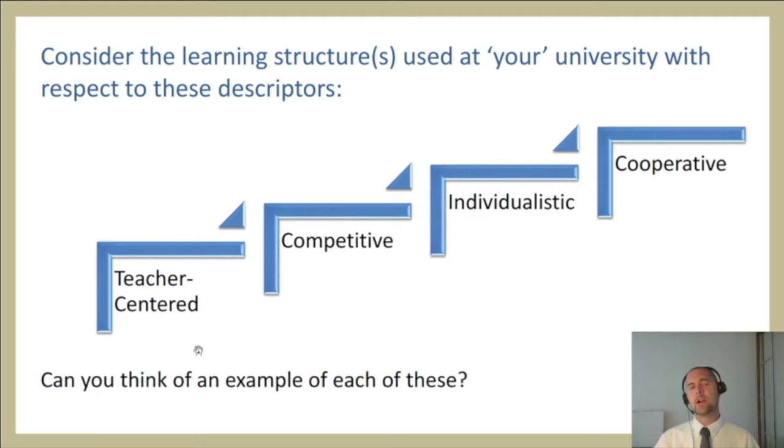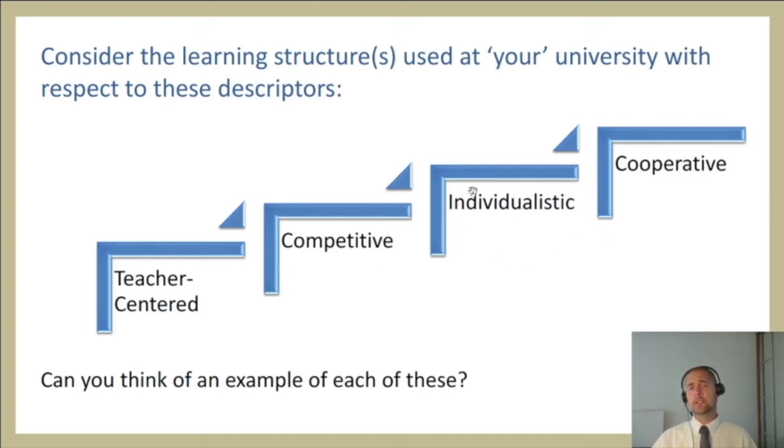Well, regarding teacher-centered, this would basically encompass the typical teacher as the sage, the all-knowing provider of knowledge into the empty student's head sitting in the back, usually through lecture mode of instruction. A competitive type atmosphere might be one in which students' grades are posted publicly in the classroom and students can see where they stand in relation to their peers.